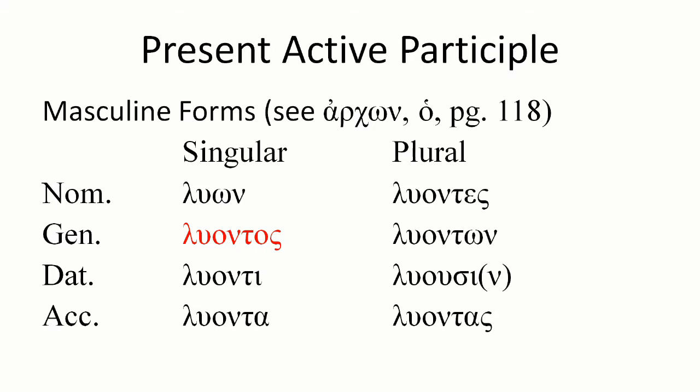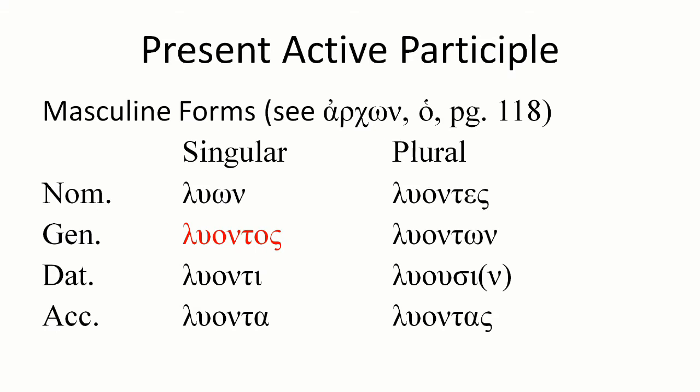We have this little connecting piece there, that omicron nu tau in the middle is just a standard connecting piece. That is your stem change. And then your standard third declension genitive singular ending omicron sigma, os. So you have the genitive masculine singular luontos. And it's off of this form that we are going to build all of the other forms. Dative singular, again, based off of that stem change, luonti, and then accusative singular luonta.